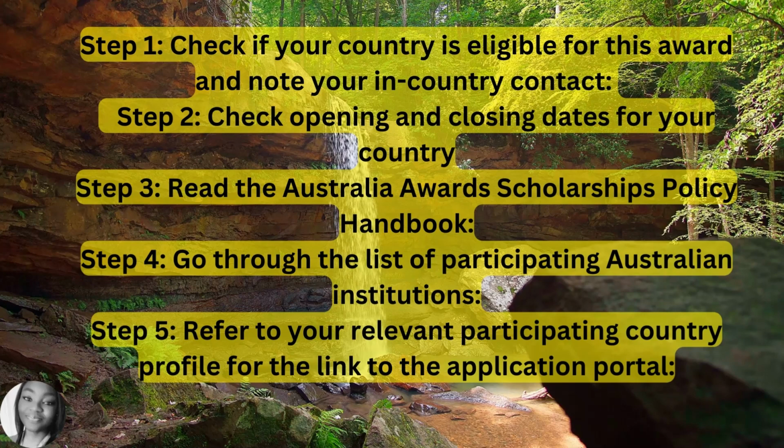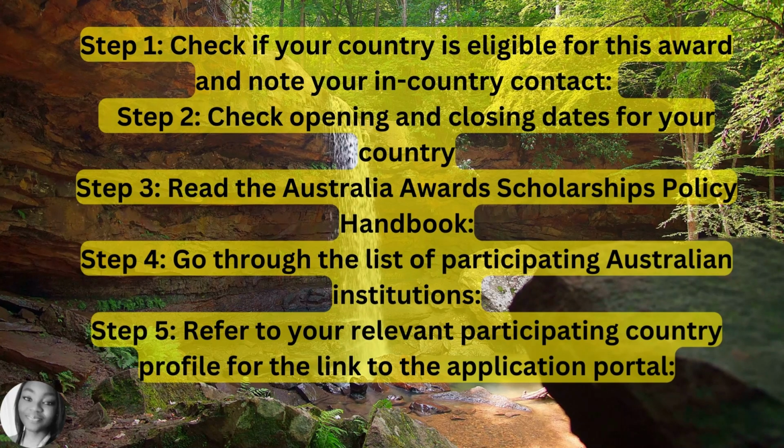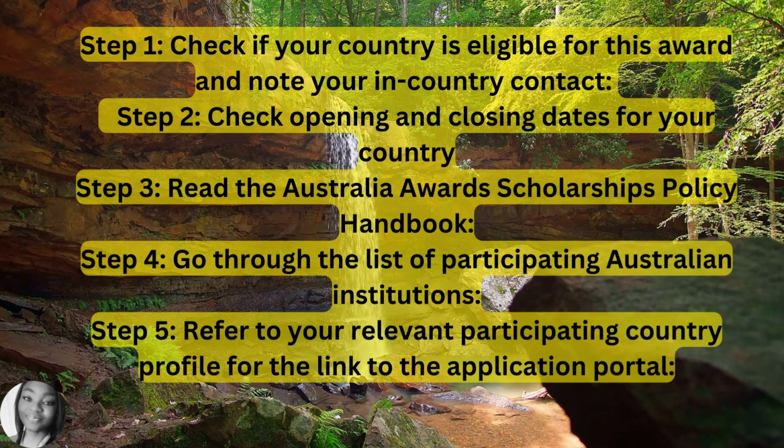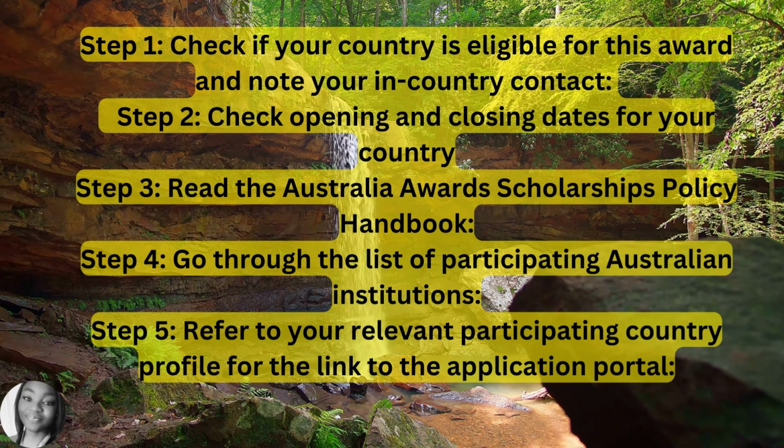So step 1, you need to check if your country is eligible for the award and note your in-country contact. Step 2, you need to check the opening and closing dates for your country. Step 3, you need to read the Australia Award Scholarships Policy Handbook. Step 4, you need to go through the list of participating Australian institutions. Step 5, you need to refer to your relevant participating country profile for the link to the application portal.